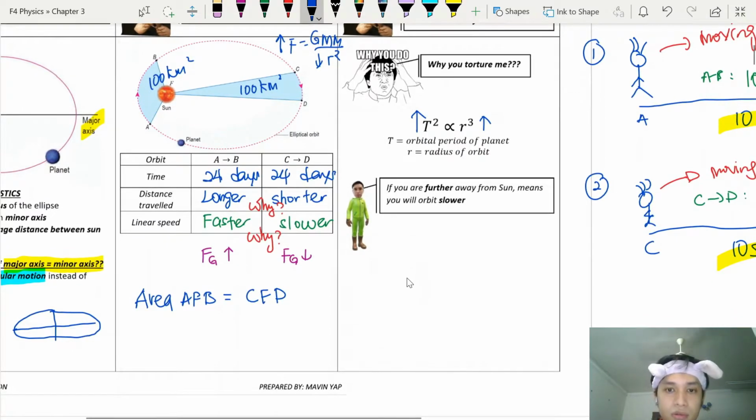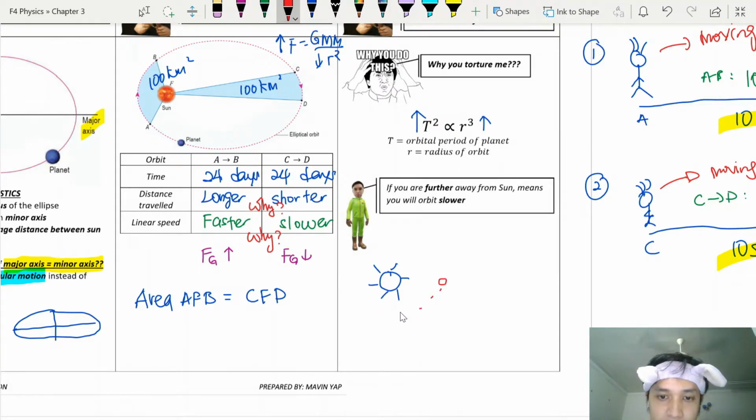Very simple, sun. I'm going to use standard tree drawing. Let's say I am here. Since I am nearer to the sun, the time taken for me to orbit will be faster, right? One complete.